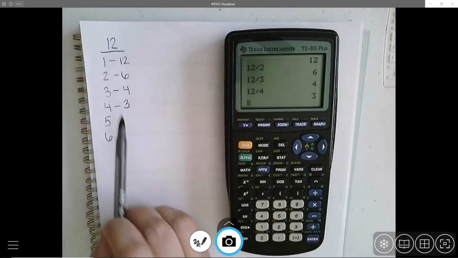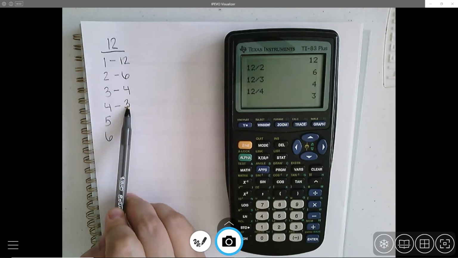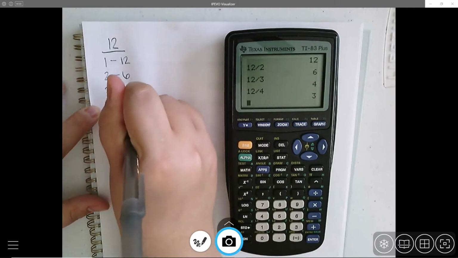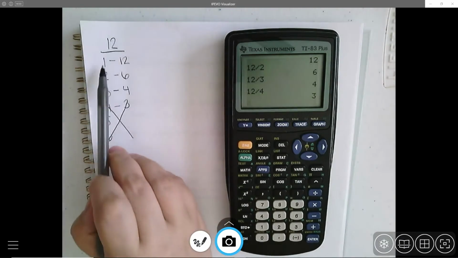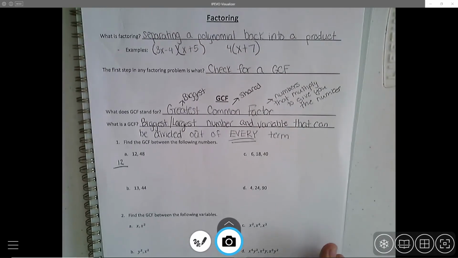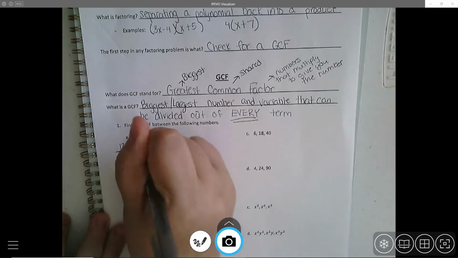Now, notice above this, I had 3 and 4. 4 and 3 is just the same numbers in different order. That is what we call a repeat. That tells you right then and there that you have listed out all the factors and you're done listing the factors of 12. So the factors of 12 are 1 and 12, 2 and 6, 3 and 4. Now I'm going to go back to my notes and write that down under my 12: 1 and 12, 2 and 6, 3 and 4.